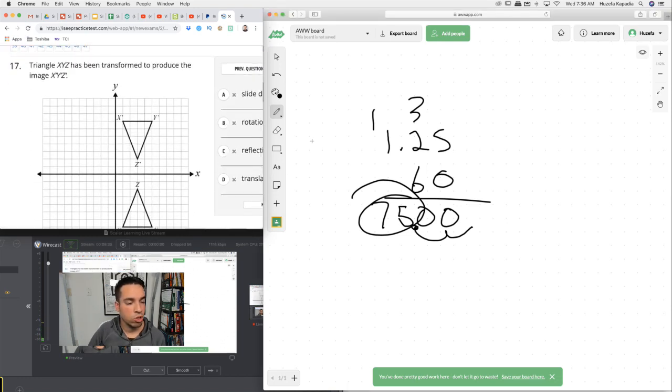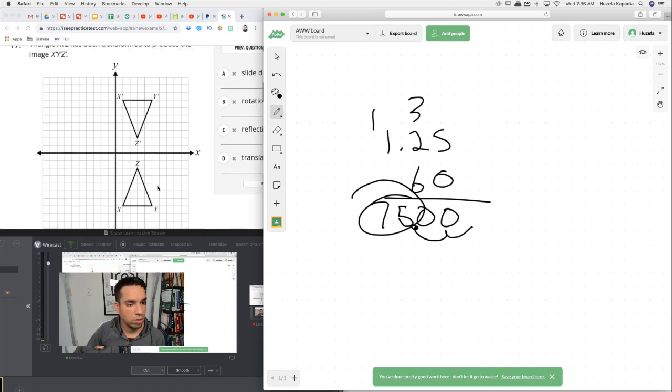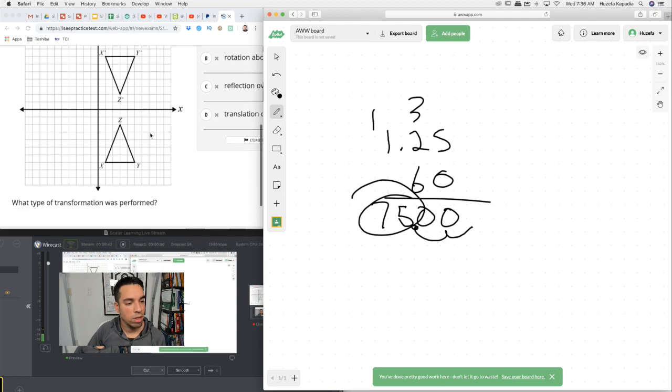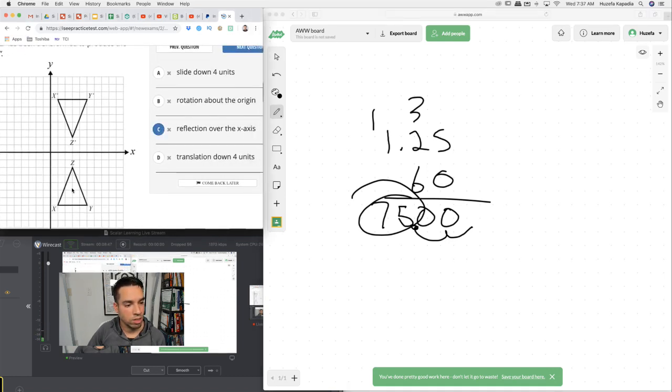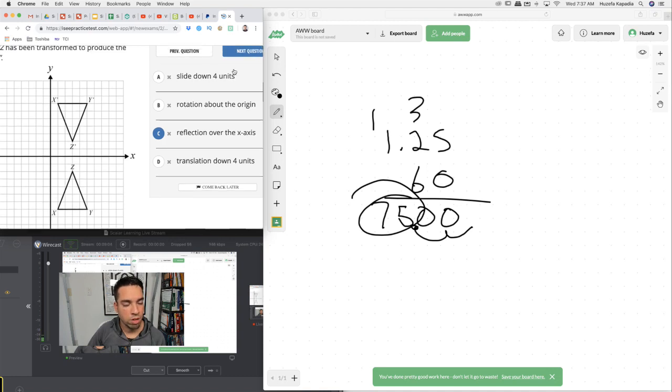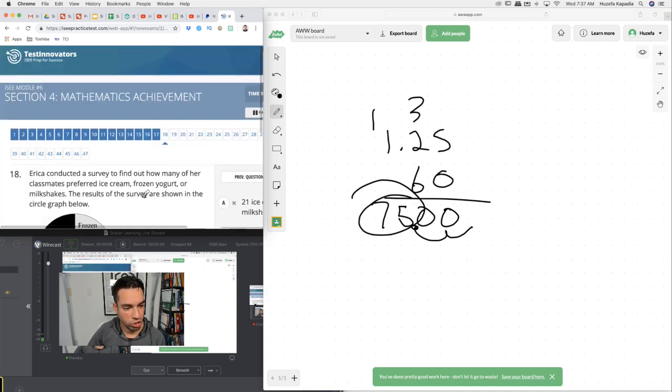Triangle XYZ has been transformed to produce image XYZ with the little things here. So this has been flipped up. So what type of transformation was performed? It's a reflection over the x-axis. Can you see how this would be a mirror, or almost like looking in a lake, and here's the other side, and it's whoosh, just a reflection. It's not a slide because it's clearly been moved. It's not a rotation about the origin. And maybe that's the closest one, but it wouldn't look like that. And then translation 4 units down, no. We have to account for the orientation change.